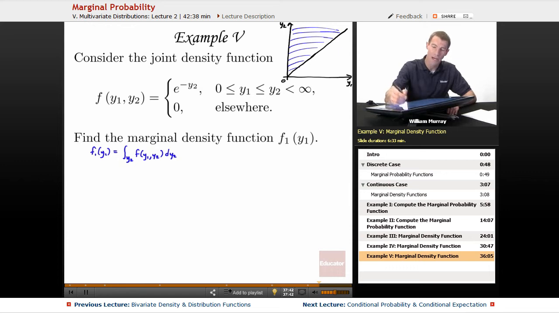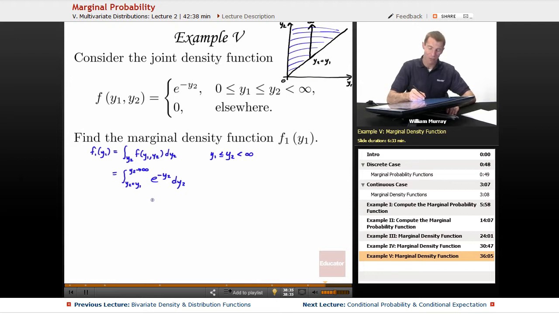So I want to think about what the limits would be on that region in terms of y2. So y2, that means I'm going to take a vertical arrow here. y2 grows up from that line and it goes on to infinity, doesn't it? So there's infinity. And there's the line y2 equals y1. So my region can be described as y2 goes from the diagonal line y1 up to infinity. So those are the bounds on my integral, y2 equals y1 to y2 goes to infinity. And my joint density function is just e to the negative y2, and I'm integrating with respect to y2.